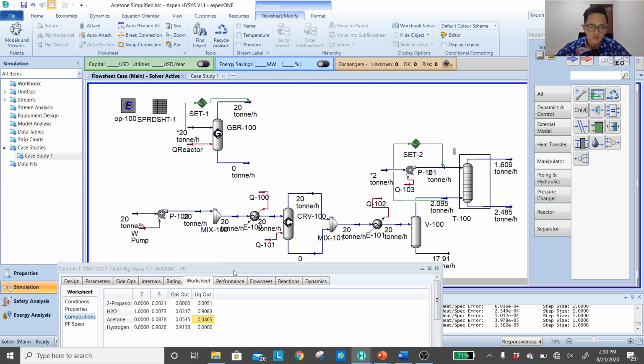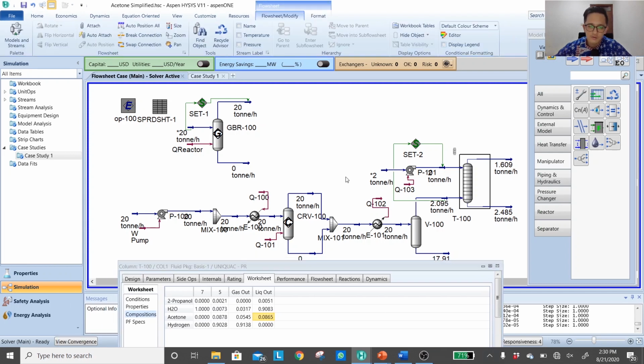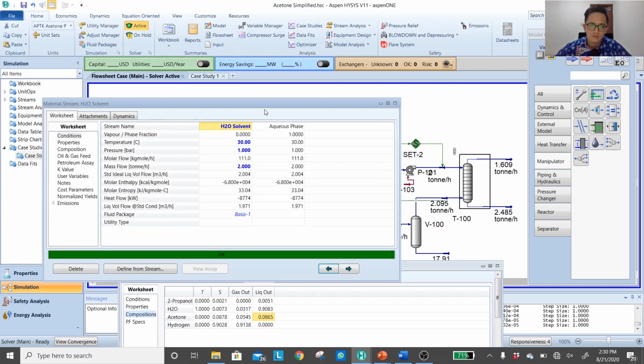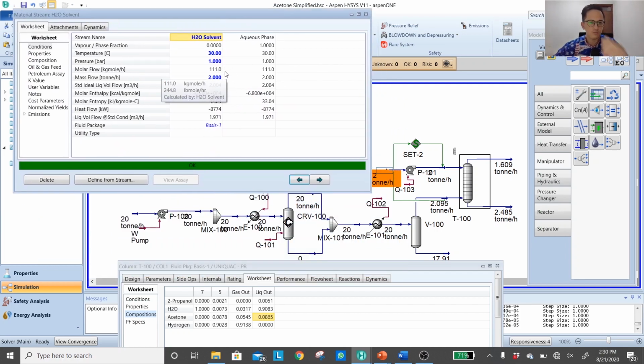You can also perform some quick calculation. For example, what will happen if you reduce or increase the amount of solvent? Okay, so from 2 ton per hour, if we reduce it to 1 ton per hour, obviously less amount of water sent to the column. That means less amount of water can absorb the recovered acetone. Okay, so logically the gas out now should contain a higher amount of acetone. Okay, let's try it. Let's prove it.